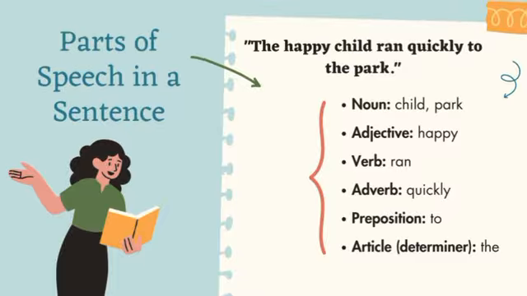For example, the happy child ran quickly to the park. In this sentence, the words child and park are nouns, the word happy is an adjective, the word ran is a verb, the word quickly is an adverb, the word to is a preposition, and the word the is the determiner or the definite article. I advise you to write as many sentences as you can and do this exercise on each sentence you write in your notebook. Be practical and learn more.